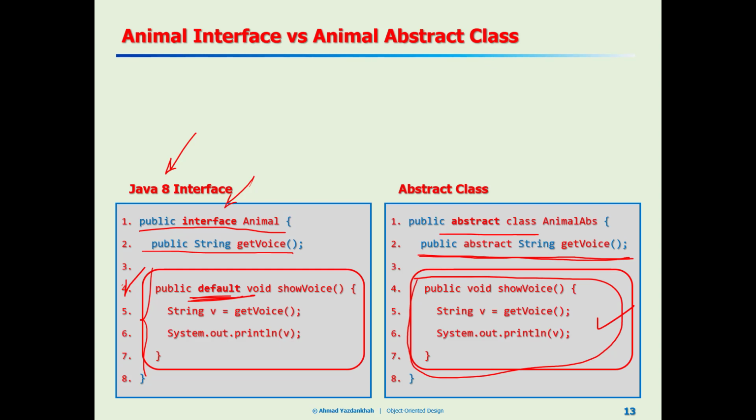Okay, so let's see. Here I use a convention for naming the abstract class. For example, Abs. We add Abs at the end or even at the beginning of a name to be able to distinguish that this is an abstract class. And also we have to mention the abstract keyword here. All right.